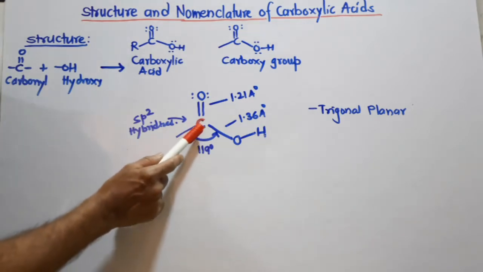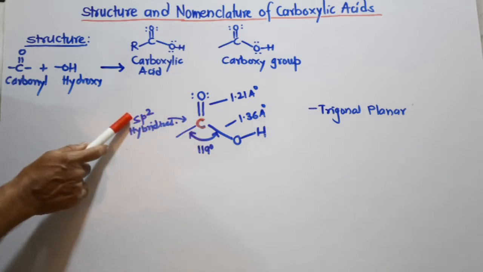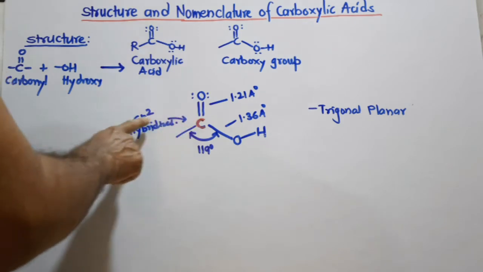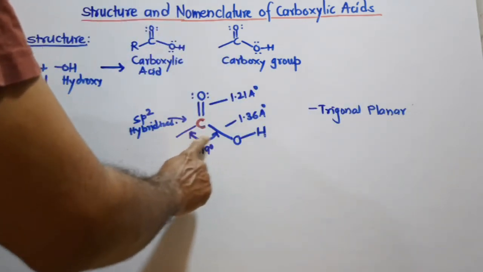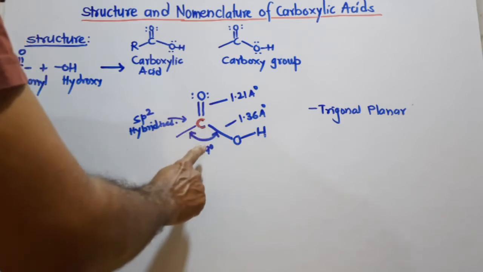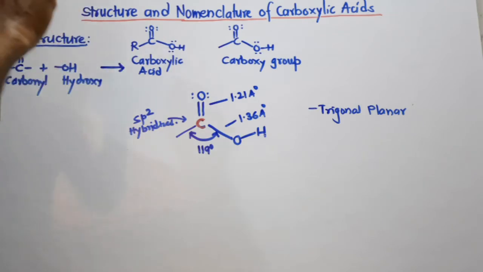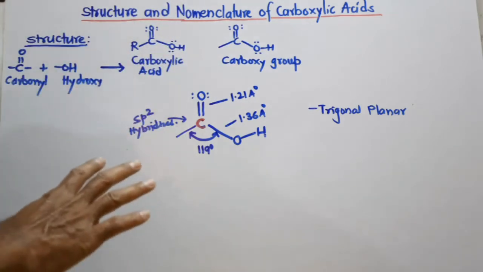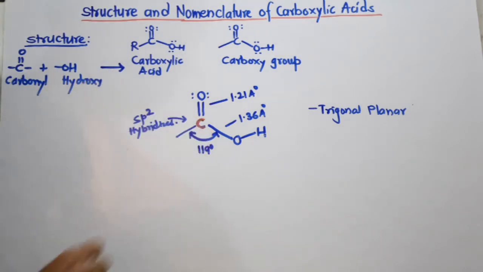Now you can see here this carbon, the red carbon, has a double bond. So obviously this is sp2 hybridized. If it is sp2 hybridized, its geometry is trigonal planar and this bond angle is around 119 degrees, just slightly less than 120, which is normal for trigonal planar, normal sp2 hybridized. When there is sp2 hybridization the bond angle is 120, but here it is slightly less.